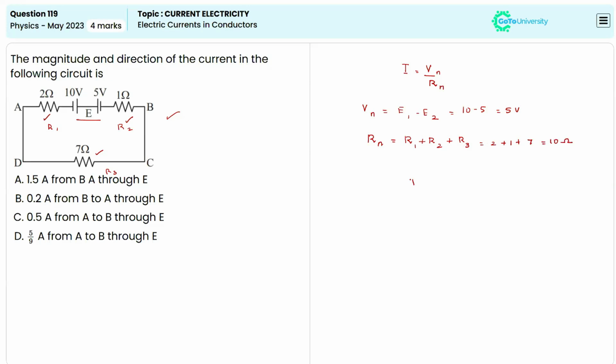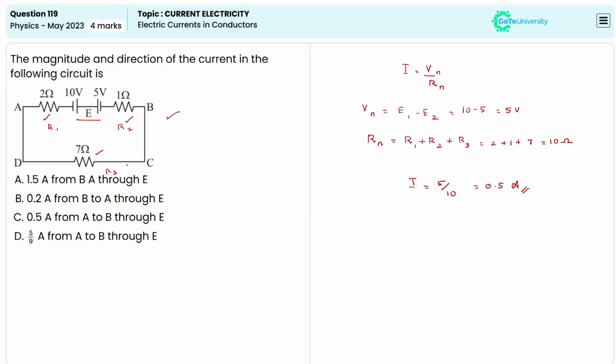So now we can calculate the current very easily, which will be equal to 5 divided by 10, which is 0.5 ampere. Now we have the magnitude. Now we have to find the direction. Here it's given that the 0.5 ampere will move from A to B through E, right?